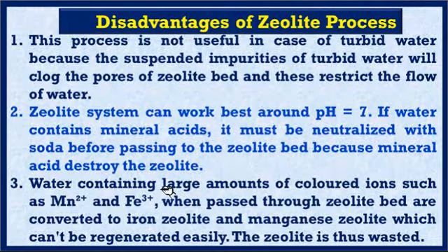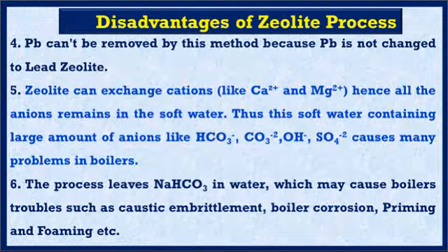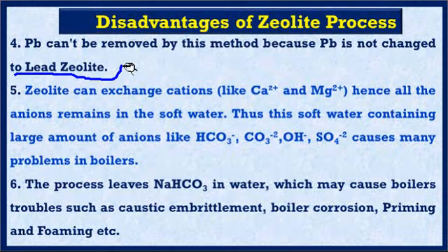completely exhaust the zeolite, because these ions, when exchanged with the sodium ions of the zeolite, permanently stick to the zeolite, which cannot be regenerated again. So if the water contains manganese and iron ions, the zeolite can be completely wasted during softening. Next disadvantage is lead cannot be removed by this method because lead cannot be exchanged with sodium ions in the zeolite.